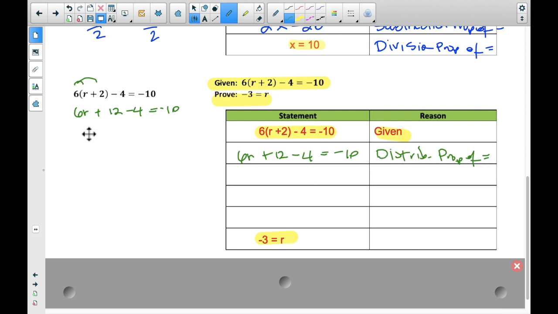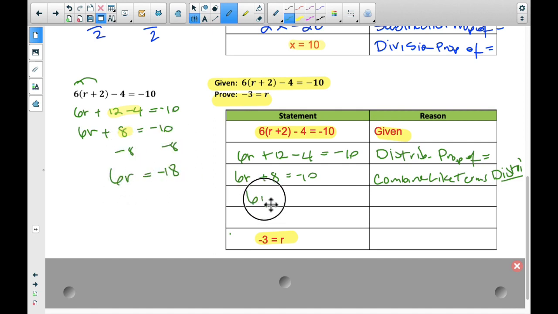What am I going to do next? I'm going to combine my like terms. That step where I added together my 12 minus 4 and I got 8, that's actually a property. You could call it combining like terms, but you could also call it distributive property. So I'm going to write down that step, 6r plus 8 equals negative 10. How did I get that? Because I combined like terms. But combining like terms is also the distributive property. Okay, if I was going to solve this, what would I do next? I would subtract 8.